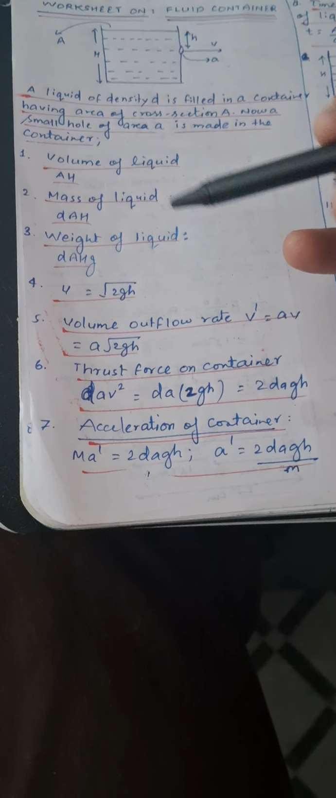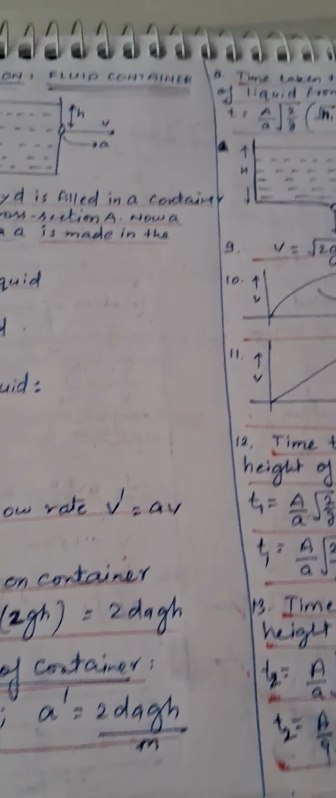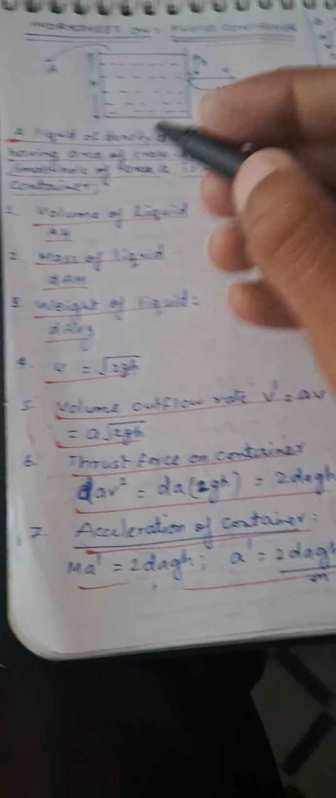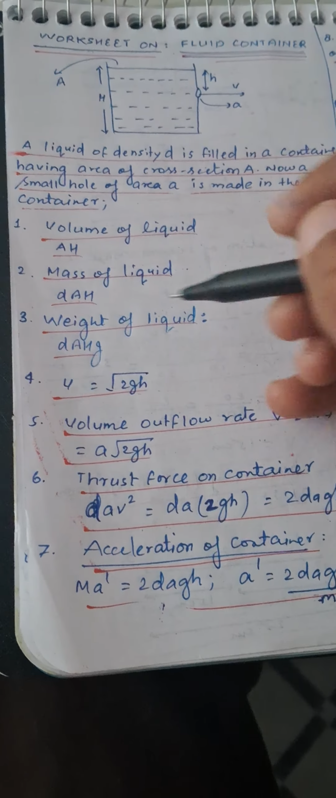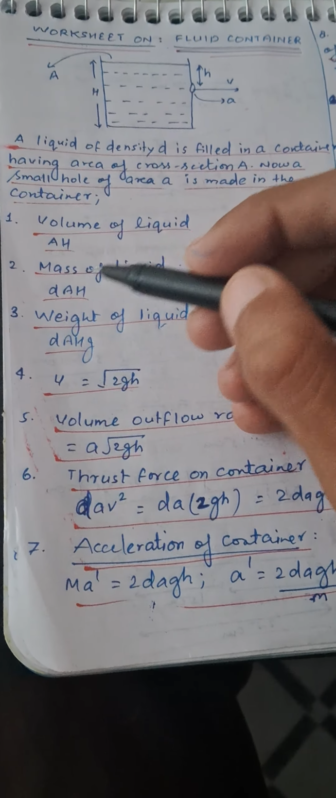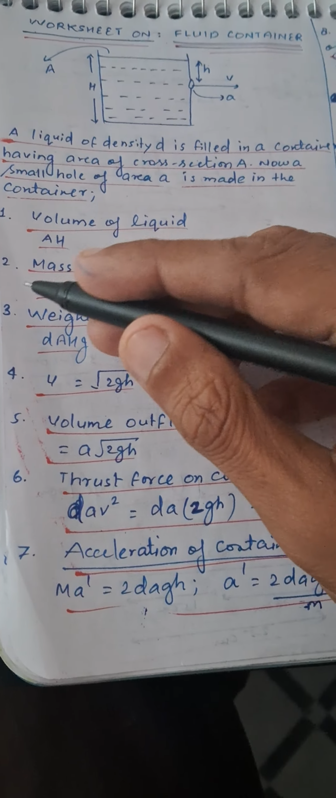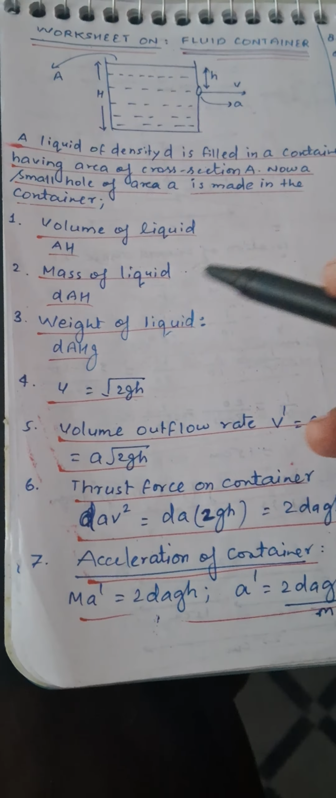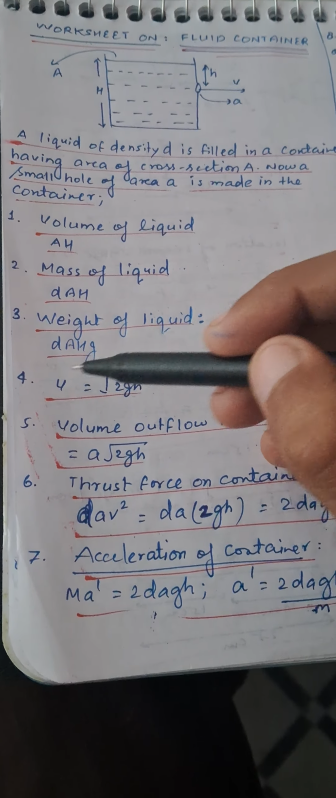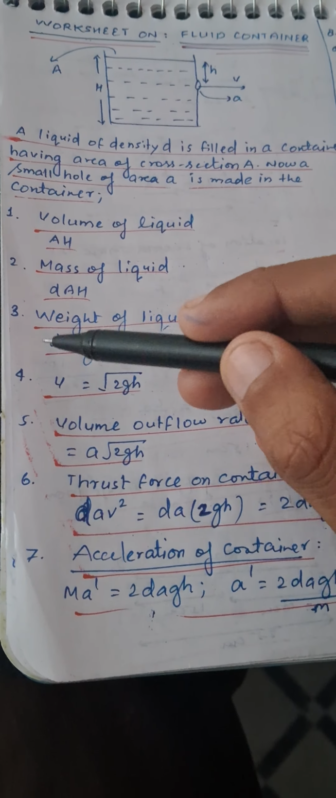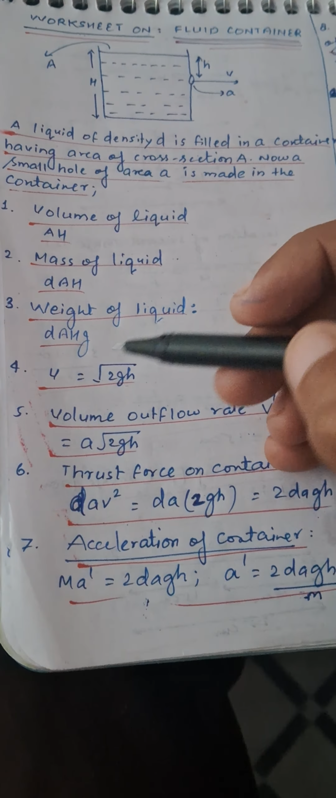So volume of the liquid here is AH. Then we have mass of liquid. So mass is density into volume. So it will be DAH. Then weight of liquid, weight is mass into acceleration due to gravity. So that will be DAGH.